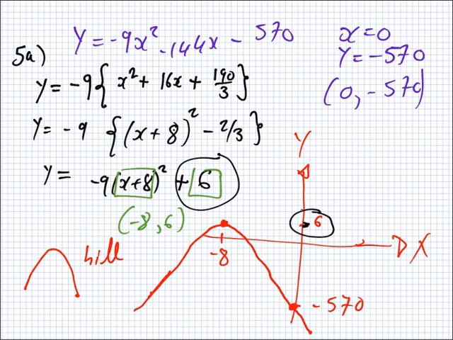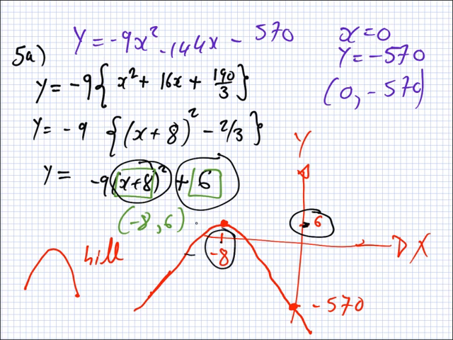the y value, always. And how did we get the x is minus 8? You make this piece in the completed square 0. What value of x would make x plus 8 equal 0? Minus 8. That's how you get that value there.